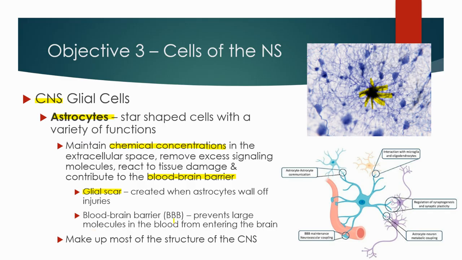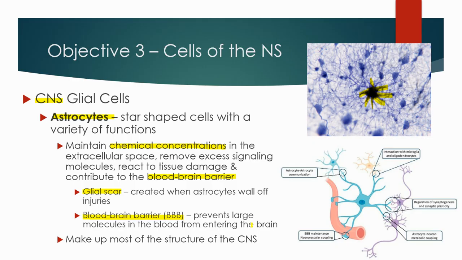And so the blood-brain barrier is actually a good thing as a whole because it prevents large things from entering the brain. We don't want pathogens or large chemicals or things like that that could be harmful to our nervous tissue. And so the blood-brain barrier actually protects us. But it could also keep things like medications and immune cells out.